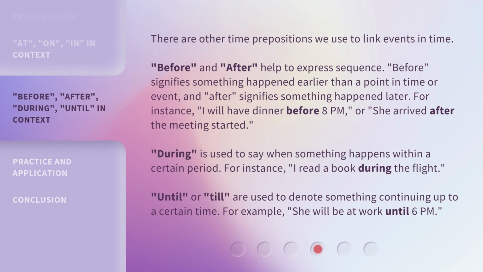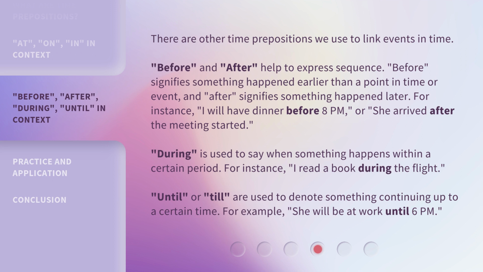There are other time prepositions we use to link events in time. Before and after help to express sequence. Before signifies something happened earlier than a point in time or event, and after signifies something happened later. For instance, I will have dinner before 8 p.m., or she arrived after the meeting started.